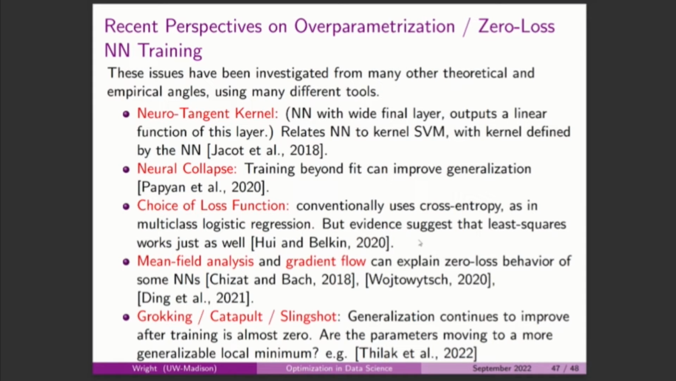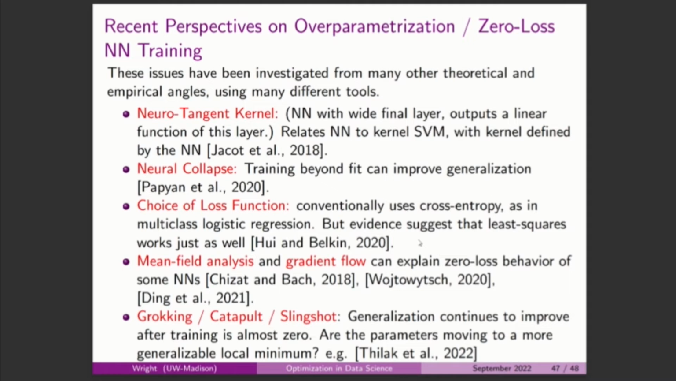The choice of loss function is interesting. Classically, people have used the so-called cross-entropy function, with the logs and the exps in it that I mentioned earlier on. But Misha Belkin showed a couple of years ago that if you just use good old-fashioned linear least squares, that works pretty well too. There are different ways of explaining why you're going to a zero-loss solution. I've done some work in this space, but it was pioneered by Chizat and Bach in a 2018 paper. Weinan and his collaborators at Princeton have also worked on using mean field analysis and gradient flow to explain this behavior. There are also some very recent papers about this phenomenon of grokking, or catapult, or slingshot.